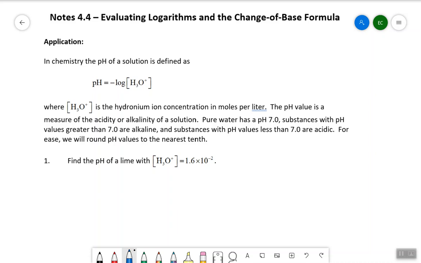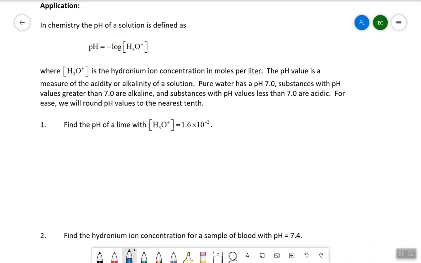In this first example, we want to find the pH of a lime with this given hydronium ion concentration. So we're just going to plug into the formula. We'll write the pH is equal to negative common log 1.6 times 10 to the negative 2.